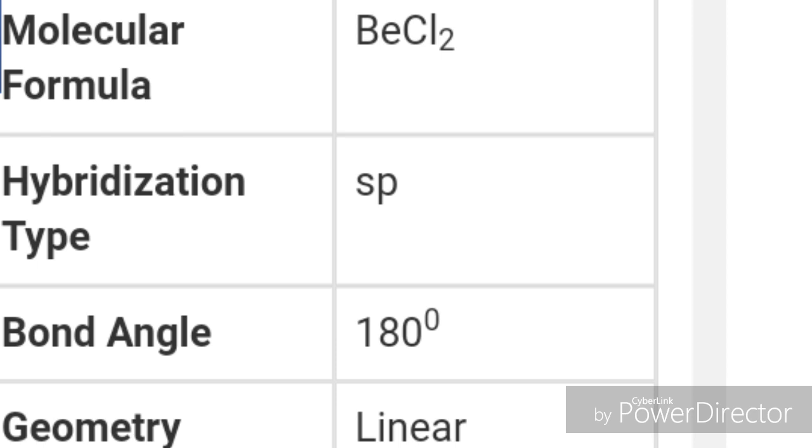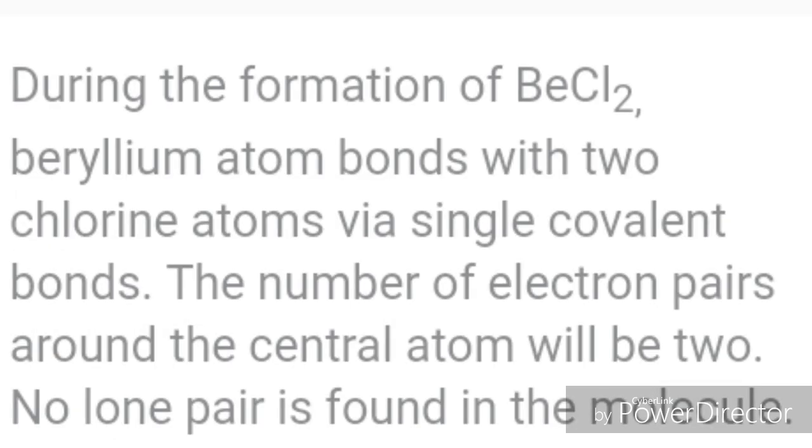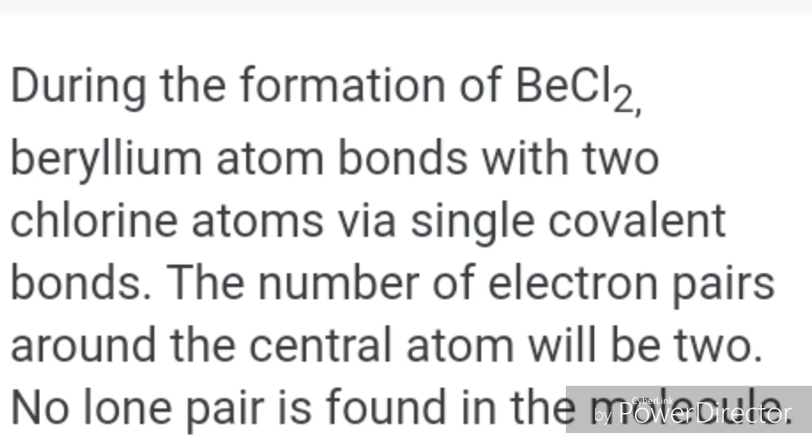Students, the electronic configuration of beryllium is 1s2, 2s2. During the formation of beryllium chloride, the beryllium atom bonds with 2 chlorine atoms with the help of a single covalent bond. The number of electron pairs around the central atom will be 2. No lone pair is found in this molecule.